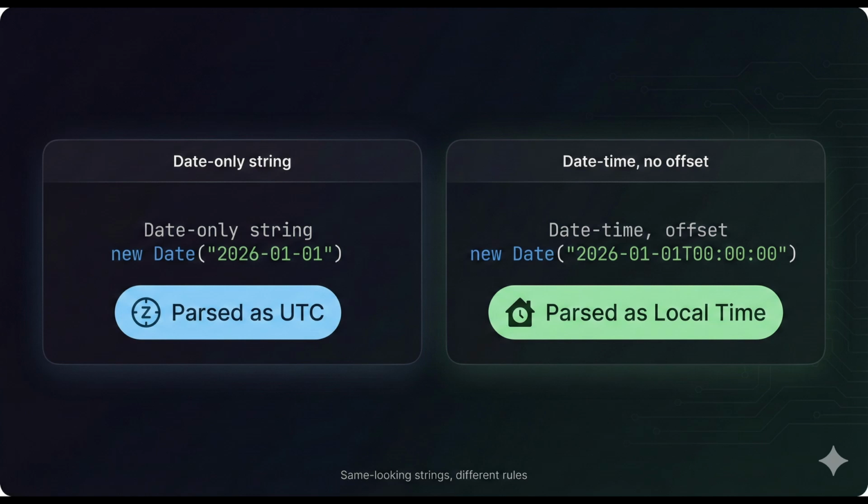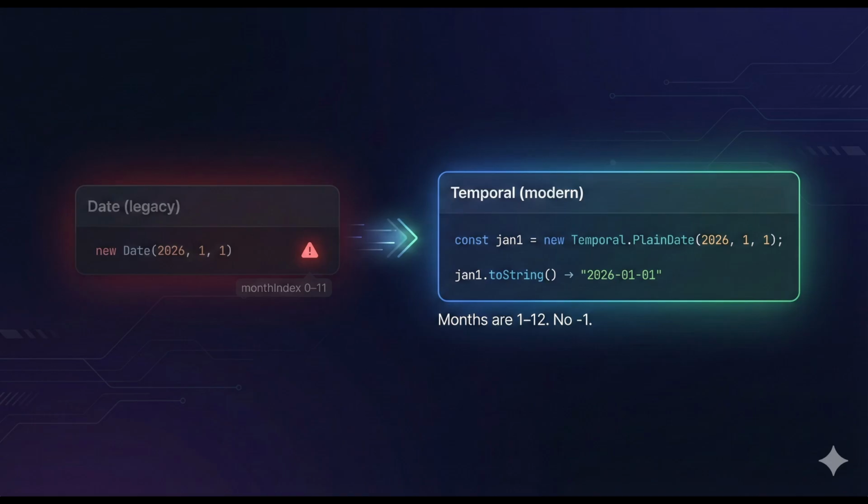Now for the fun part, the clean, human way. Temporal is the modern date and time API designed to replace Date. With Temporal, months are 1 to 12, like a real calendar, and the objects are immutable, which makes code safer and easier to reason about. So January 1st, 2026 becomes Temporal.PlainDate(2026, 1, 1). No subtracting 1, no guessing, no silent month shifts.